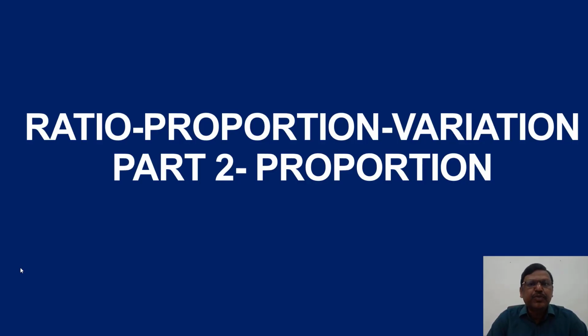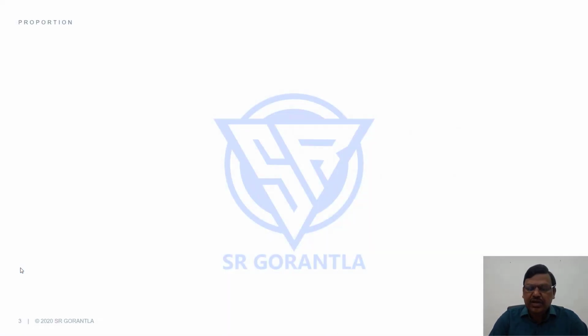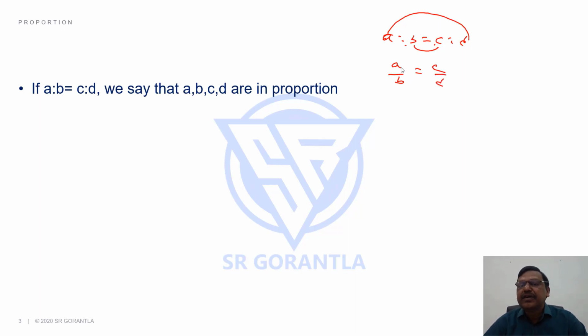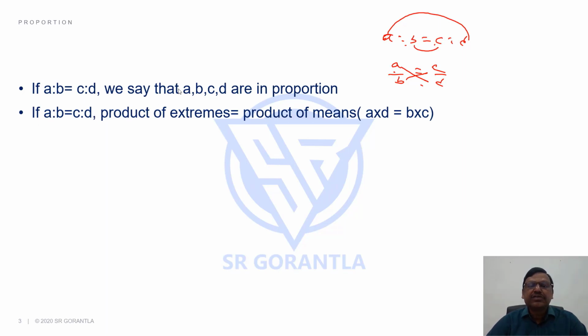We will discuss the concepts of proportion. What is a proportion? If two ratios are equal, we say they are in proportion. Say if A is to B equals C is to D, we say that A, B, C, D are in proportion. And if A is to B equals C is to D, we say the product of extremes A into D equals the product of means. How does it come? A is to B is nothing but A by B, C is to D is nothing but C by D. It's like cross multiplication. AD equals BC. So if A is to B is equal to C is to D, the product of extremes equals the product of means. A into D equals B into C.